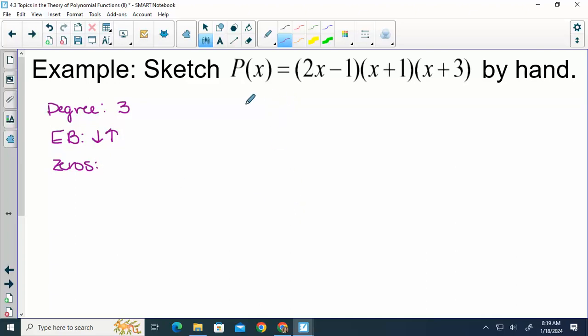Zeros. So since it's factored, we can just set each parenthesis equal to 0. So what makes 2x minus 1 equal 0? What makes x plus 1? And x plus 3? 3. So my degree is 3, and we have 3 zeros here. All of those are real numbers, so we can graph all of those.